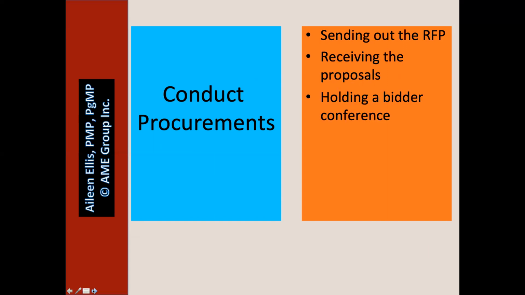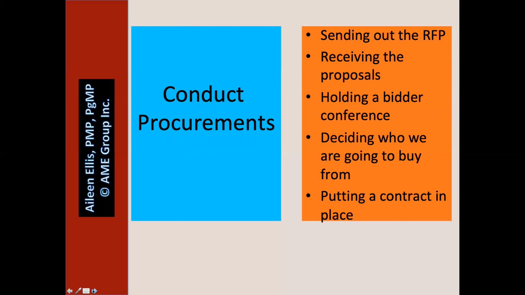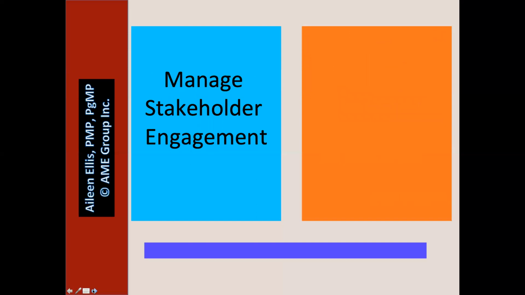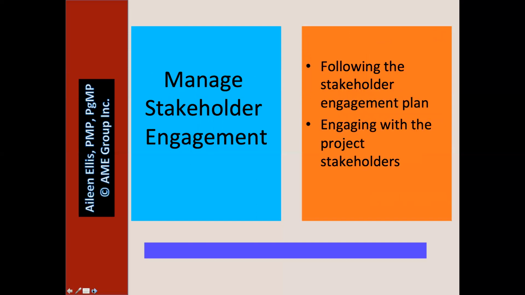Conduct procurements, sending out the request for proposal or invitation for bid or request for quote, receiving the bids or proposals back. Before that, we would hold a bidders conference, decide who we're going to buy from, and putting a contract in place. Manage stakeholder engagement. Following the stakeholder engagement plan, engaging with the project stakeholders. Remember, this process is closely linked to manage communications.